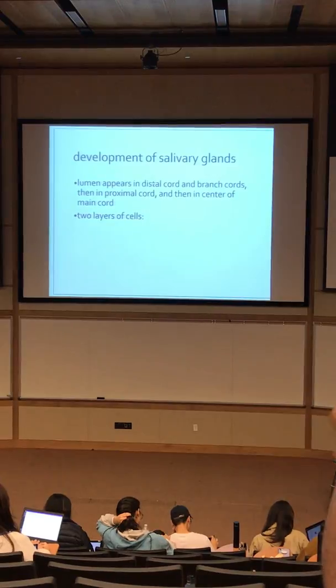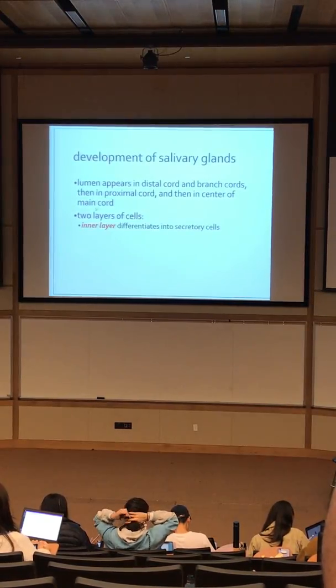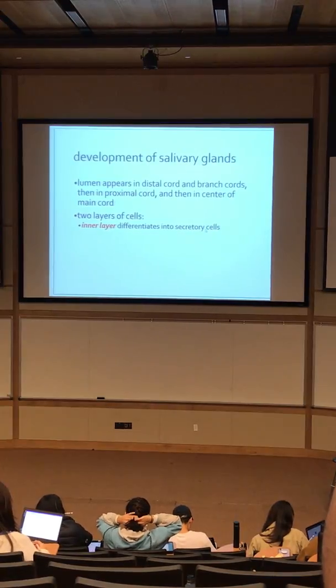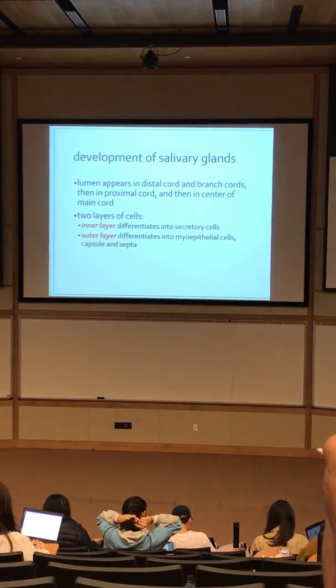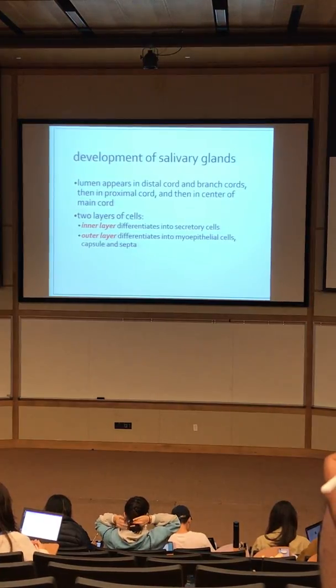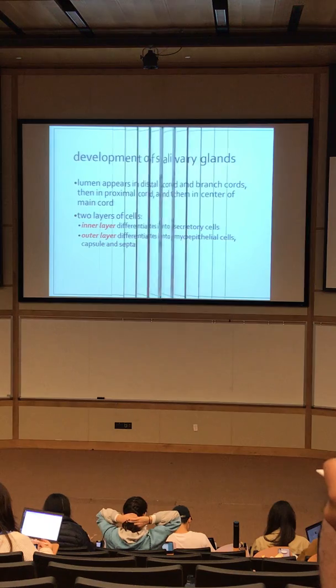So as the lumen opens up, surrounding the lumen there will be two layers of cells. The inner layer is going to differentiate into secretory cells, and the outer layer is going to differentiate into myoepithelial cells and into the connective tissue capsule and into the various septa.